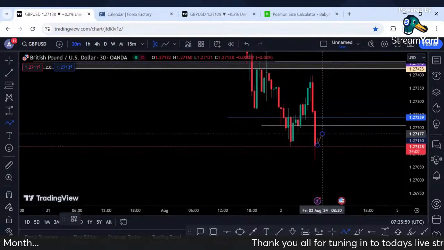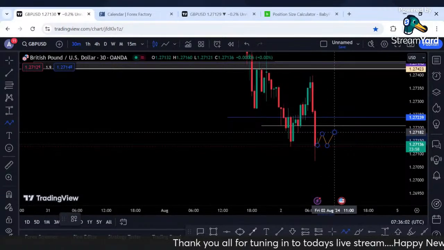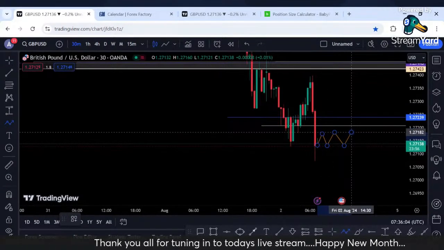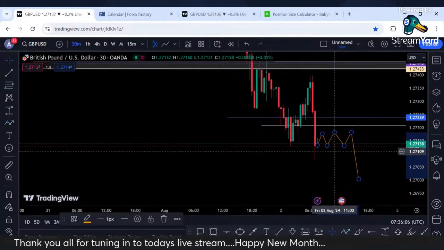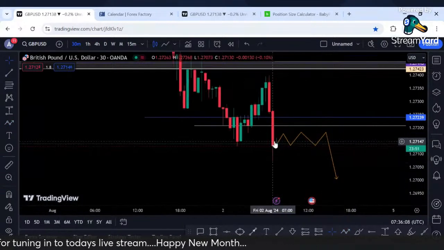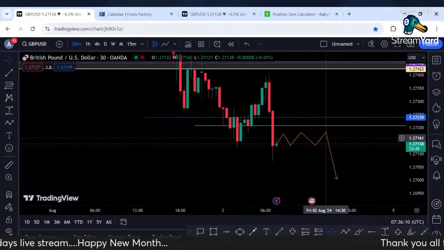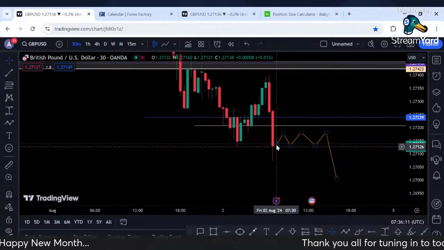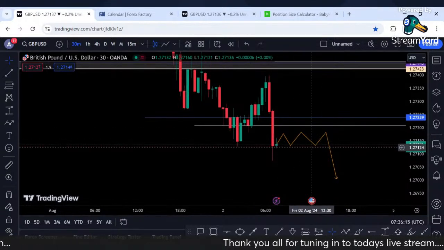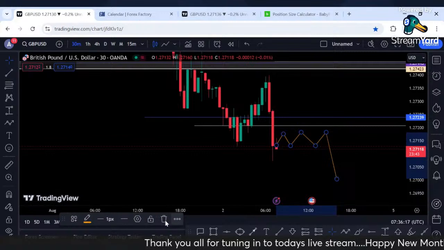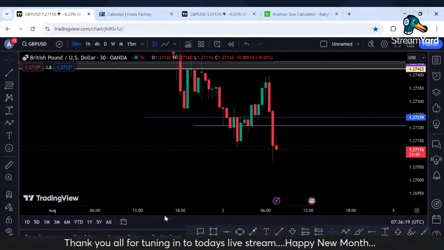So let's wait and see if it consolidates over here. Okay, if it consolidates over here, then we take the breakout. So I'm hoping maybe it will flip bullish, consolidate over here, then we take the sell. That's on the 30-minute candle.